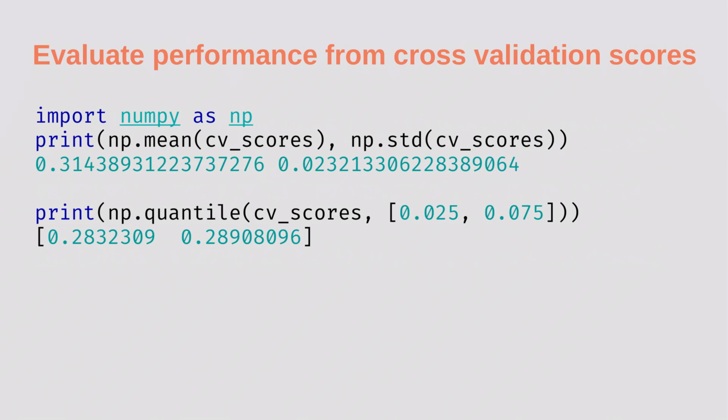Finally, to get a better understanding of how our model is performing, we can calculate the mean score using np.mean and the standard deviation with np.std functions. We can also calculate the 95% confidence interval for our results using the np.quantile function. To do this, we pass our cv results and specify a list of the upper and lower bounds of the interval, represented as decimals, 0.025 for the lower bound and 0.975 for the upper bound.